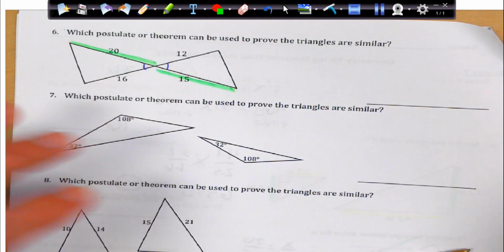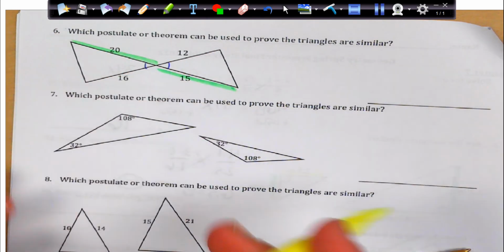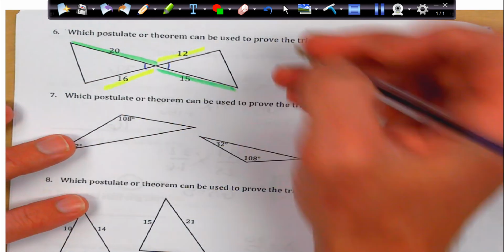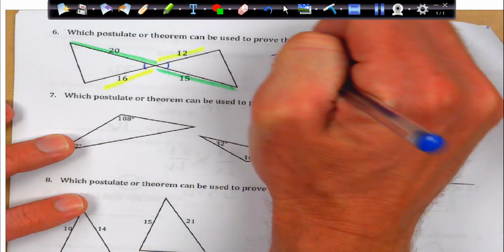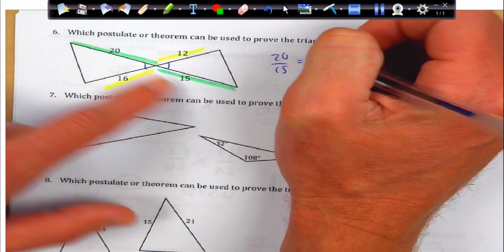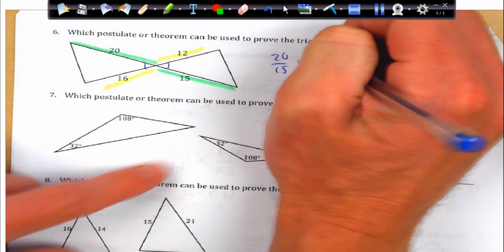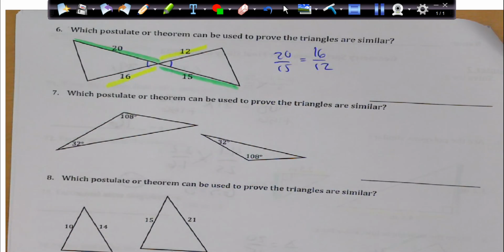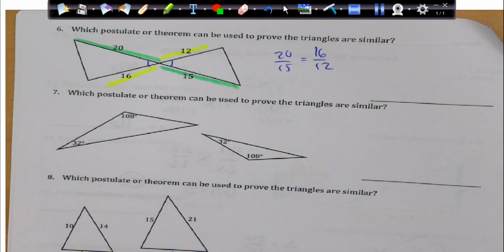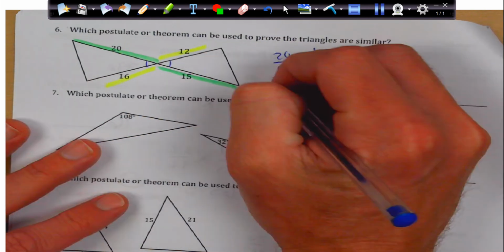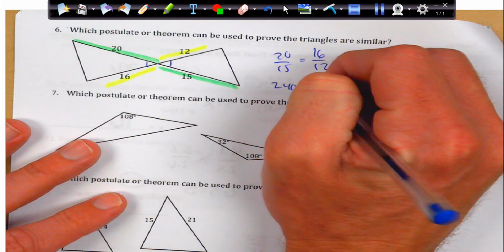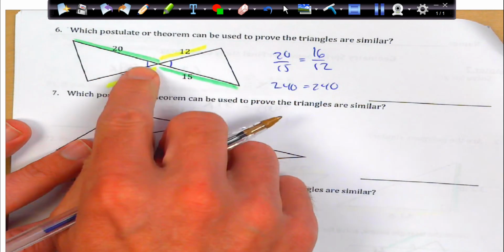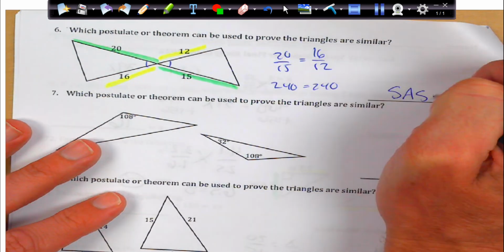Again, I don't just pick it because I think that looks like it. I'm picking the big to big, and then I'm going to go small to small. And so we get 20 over 15 equals, so I did 20 to 15, so I have to go 16 to 12. When I cross multiply these, I'm actually going to end up with the same value. So 20 times 12 is 240, and 15 times 16 is also 240. So we do have proportionate sides and angles. So this is side angle side similarity.